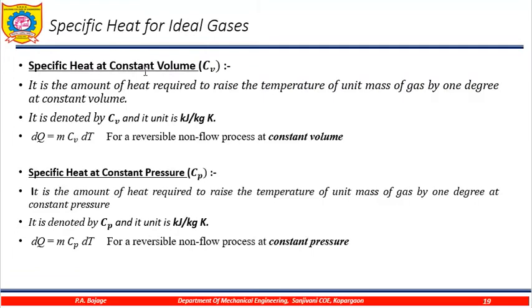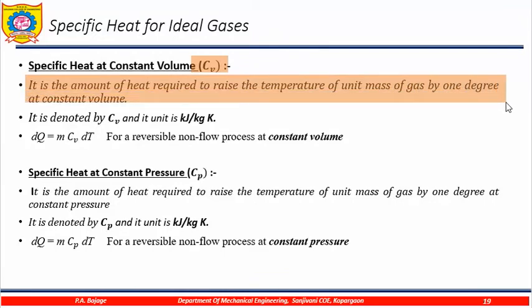Now, let us discuss specific heat of an ideal gas. Now, specific heat at constant volume. So, it is denoted by Cv, specific heat at constant volume. So, it is the amount of heat required to raise the temperature of unit mass of gas by 1 degree at constant volume. The most important word here is the constant volume.